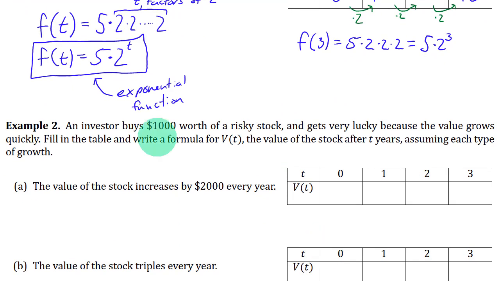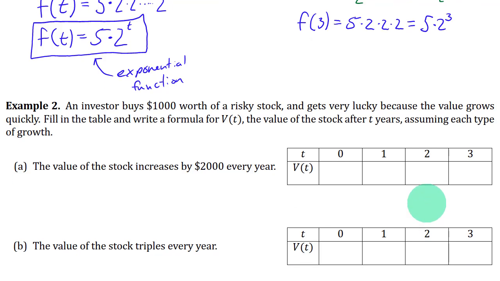So an investor buys $1,000 worth of a risky stock and gets very lucky because the value grows quickly. So let's fill in the table and write a formula for v of t, which is a function that gives the value of the stock after t years, assuming each type of growth. So for each of these, let's fill in what we know, which is that it starts out at $1,000 worth after 0 years. So both of these are going to start with 1,000. So they have that in common. And then every year, these are going to grow in a different way.